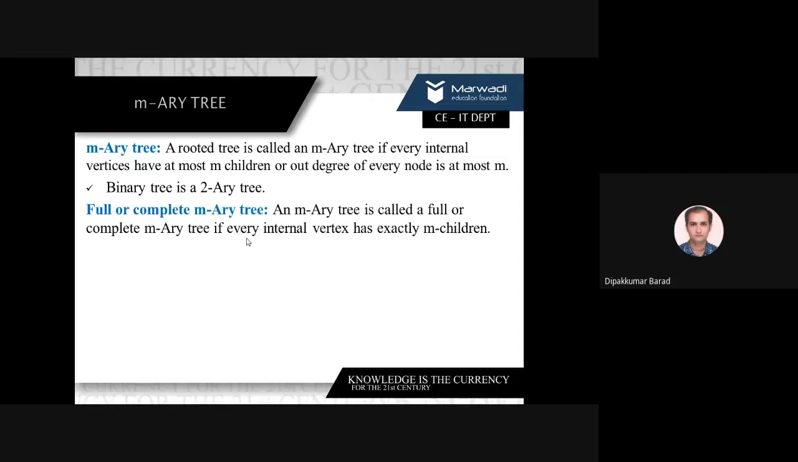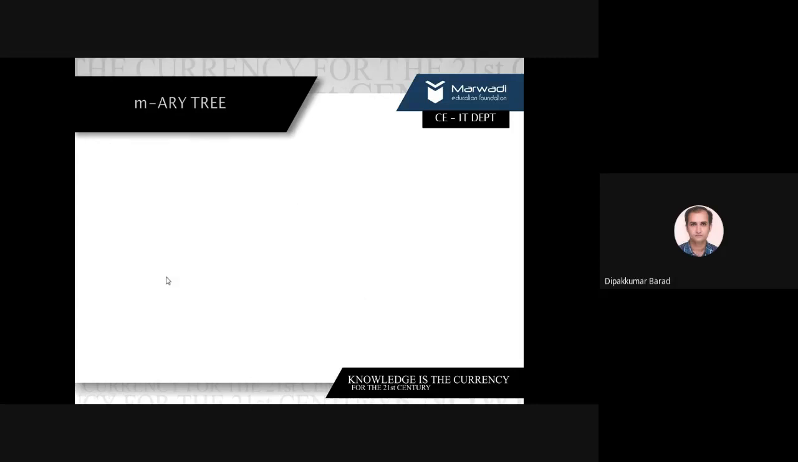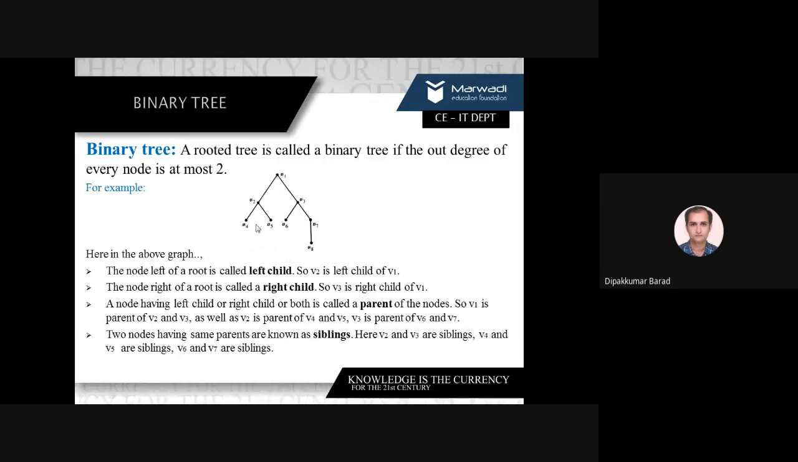Now a full or complete m-ary tree means every internal vertex has exactly m children. Then we call it a full m-ary tree. First of all, vertices other than pendant vertices are called internal vertices, and pendant vertices are all vertices which have degree 1. In this tree, v4, v5, v6 and v8 are pendant vertices.